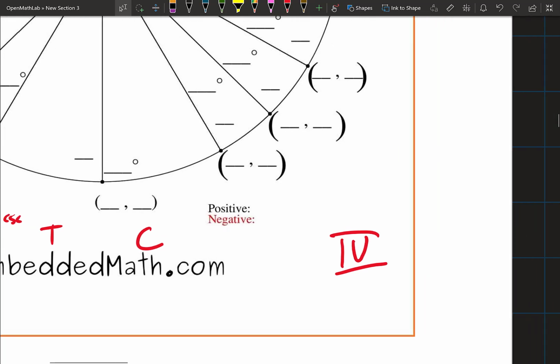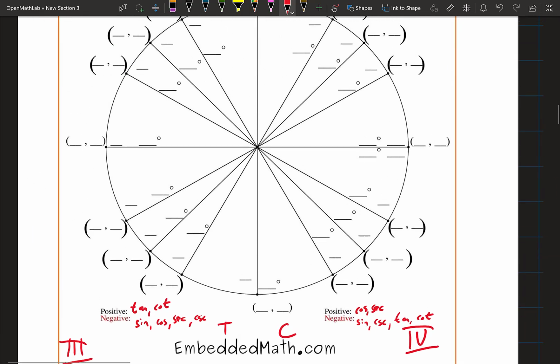Then lastly, in the fourth quadrant, the C for calculus reminds me that cosine is positive, which means its reciprocal function secant is also positive, right? Because if you have a fraction like 1/2, the reciprocal of that is going to stick with the same sign. So all the other four trig functions are negative, which are sine, cosecant, tangent, and cotangent. Right, so we got that part filled in.